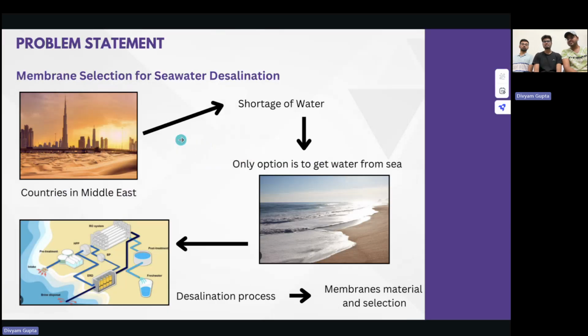So coming to the problem statement. In most of the Middle East countries, there is a shortage of water because they don't have any fixed source like rivers or groundwater. So they only depend on the sea. Now, the sea also contains salts in its water. So first they need to remove this salt by a desalination process in which they use several techniques. For this desalination process, we have to design a membrane material and select it on the basis of its efficiency.